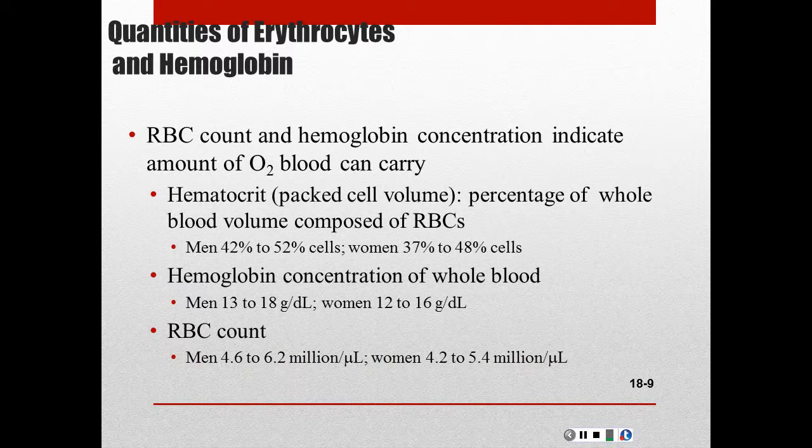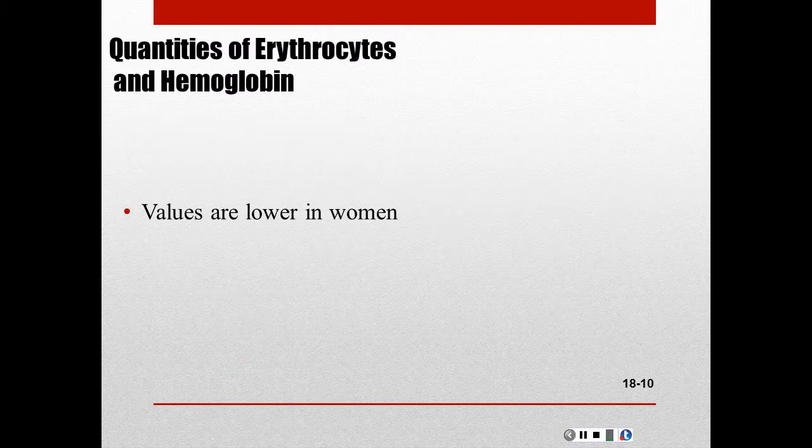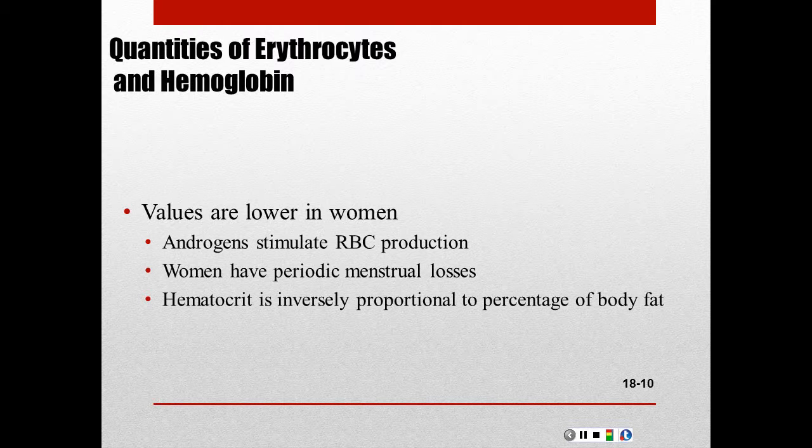The RBC count is normally 4.6 to 6.2 million RBCs per microliter in men and 4.2 to 5.6 million per microliter in women. The differences in values between men and women are due to 3 physiological reasons. Androgens stimulate red blood cell production.